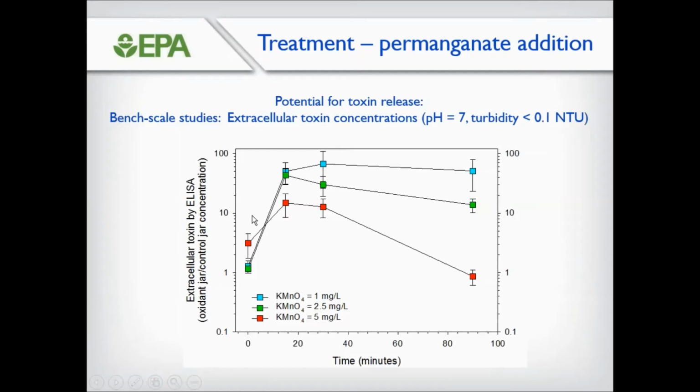And what you're seeing here along the left-hand y-axis is the ratio of oxidant jar toxin concentration to control jar toxin concentration. And the take-home here is that, depending on the situation, you can see a pretty significant release of cyanobacterial toxins from intact cells when permanganate is added. And the degree of that release, and the timing, and how much of that toxin accumulates is then a function of how much oxidant was also in solution.